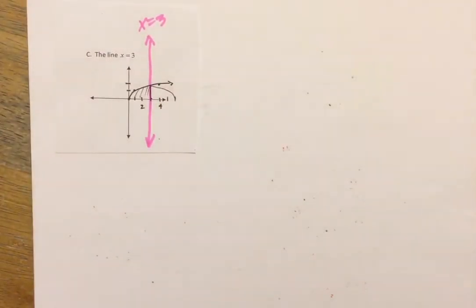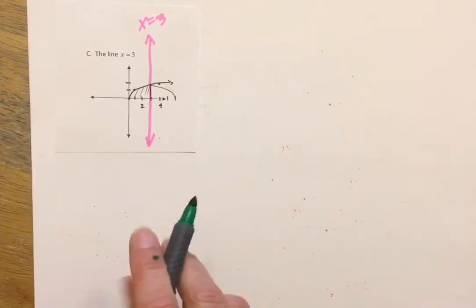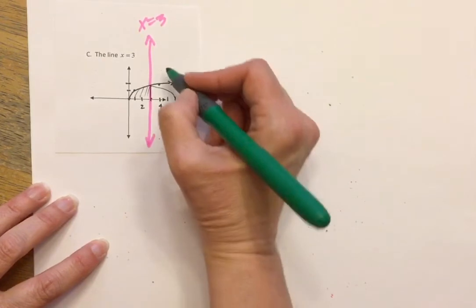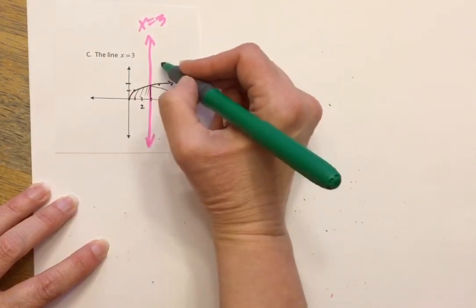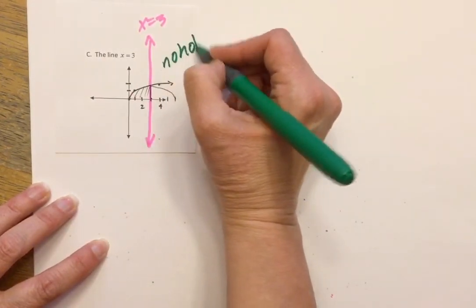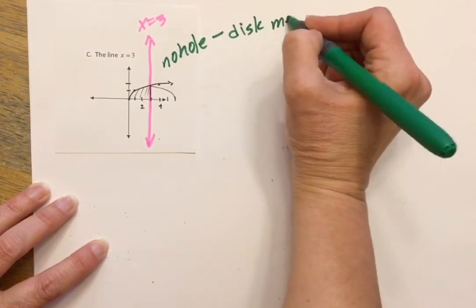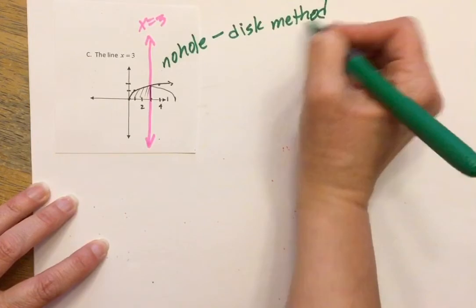Since I'm spinning around this line that's parallel to the y-axis, what's going to happen is that I am going to need to be in terms of y because my radius needs to be perpendicular. When you look here, this area and this pink line meet. There is no hole anywhere here. Because there is no hole, this is disk method. And disk method means that there is only one radius.